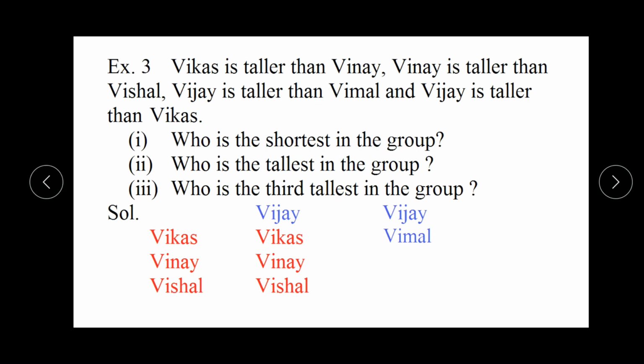If we are not sure, what will we do? We will see the options. What is given in the options? If it is given Vishal or Vimal, then we will choose that option. Or if all the names are in different options, then we will choose data inadequate or cannot be determined.